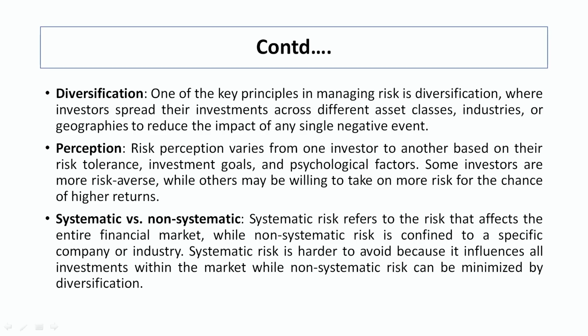Perception: risk perception varies from one investor to another based on their risk tolerance, investment goals and psychological factors. Some investors are more risk averse while others are less risk averse. So depending upon their risk perception, they identify the investment avenues. Systematic and unsystematic risk, which we are going to cover in the next chapter: systematic risk is market risk, and unsystematic risk is firm-specific risk, which we can diversify.